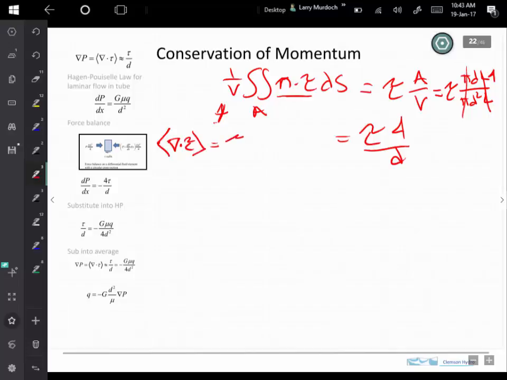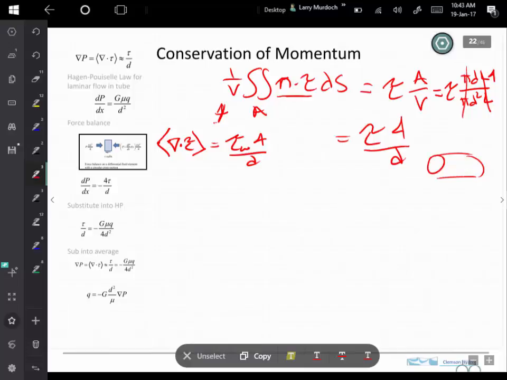And that's become the wall shear stress, 4 over D. Okay? All right, so now there are two more steps that we need to take. One of them is, let's see, we've got this pore over here. There's our pore. We can take a little block out of that pore and do a force balance on that block. And we've got pressure acting on the block, and we've got shear stress acting on the block.